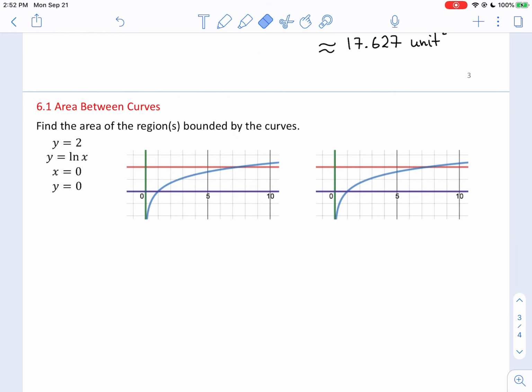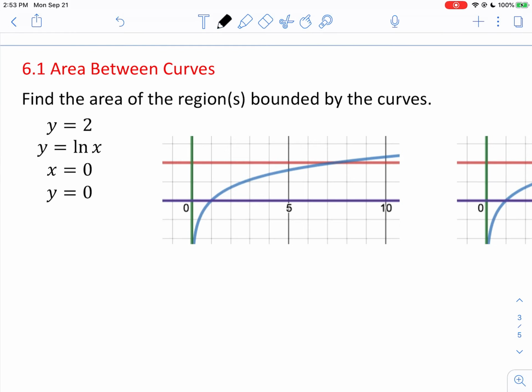Find the area of the region or regions bounded by the curves. We have a total of 4 curves given again. And this time there's a vertical line, and I do see 2 horizontal lines. Then I have y equals natural log of x, which is the blue curve. 2 ways to do this.